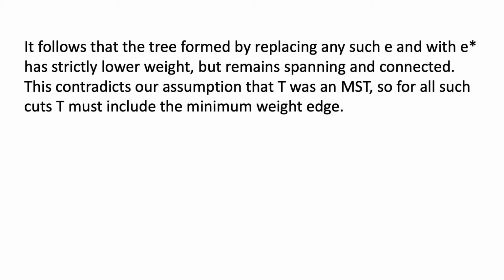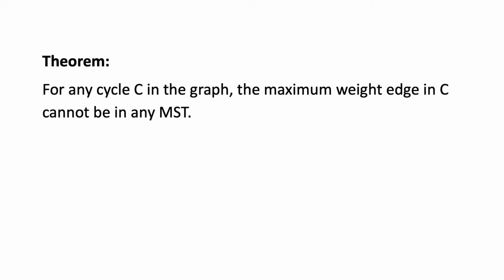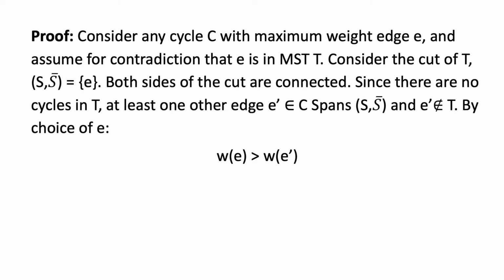The next theorem is that for any cycle C in the graph, the maximum weight edge in C cannot be in any minimum spanning tree. Proof: consider any cycle C with the maximum weight edge E and assume for contradiction that E is in the minimum spanning tree T. Consider the cut (S, S bar) of T minus E. Both sides of the cut are connected.